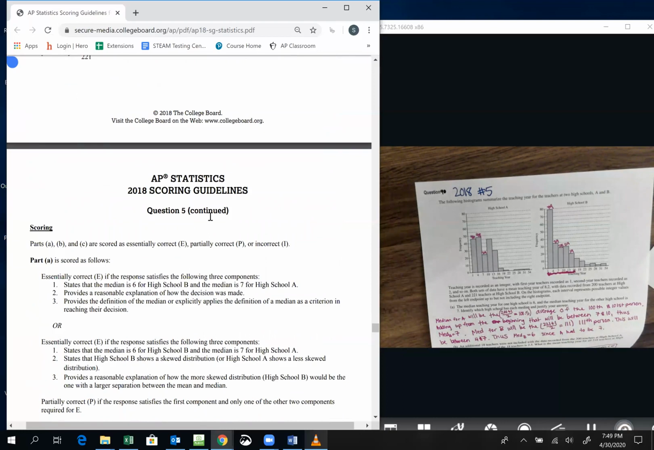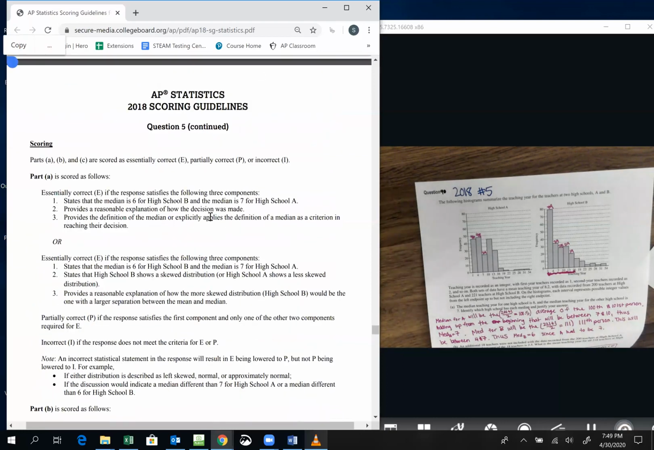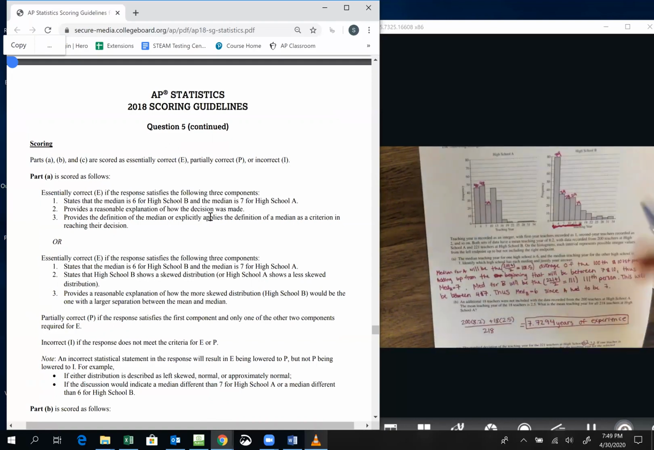So it looks like there are 2 ways to get credit. Essentially correct if you state the median for B is 6 and median is 7 for A. Provide reasonable explanation of how the decision was made. Provides the definition of the median or explicitly applies the definition of a median as criterion in reaching their decision. So here I'm applying the definition of median. I'm finding what number is in the middle. So since I'm applying it, I have done that.